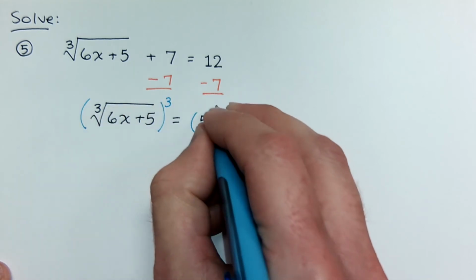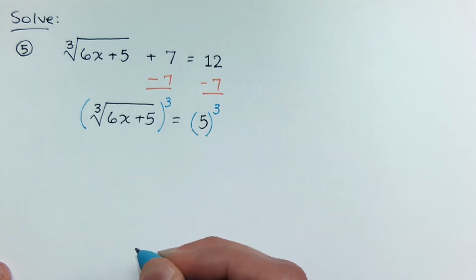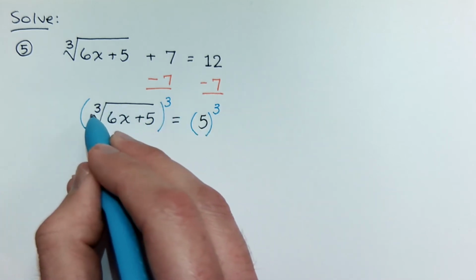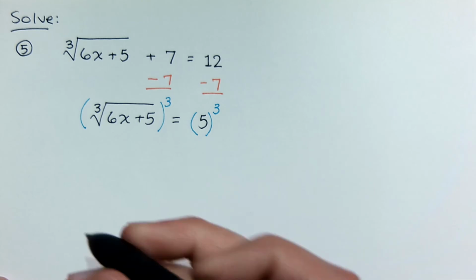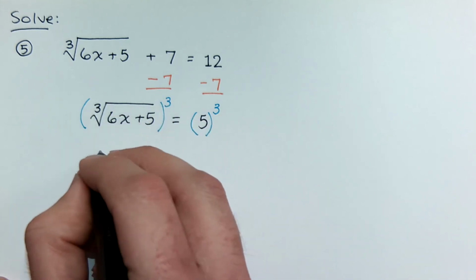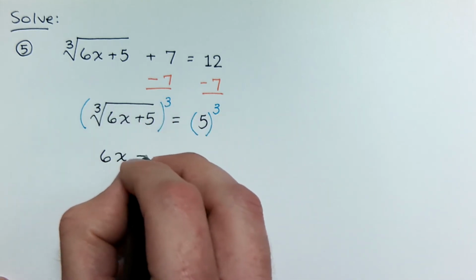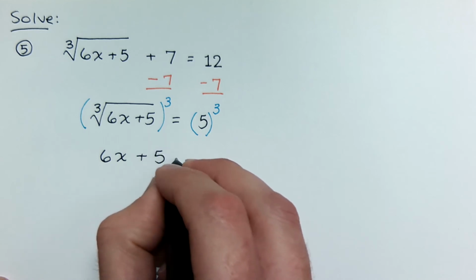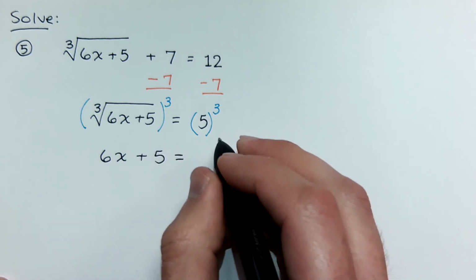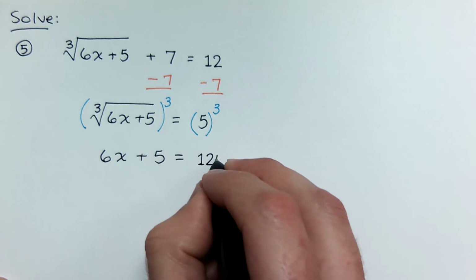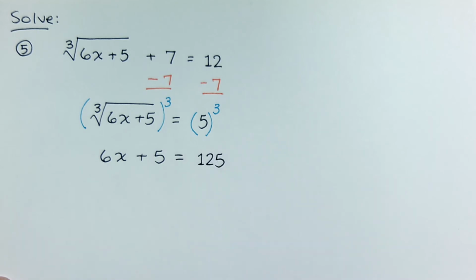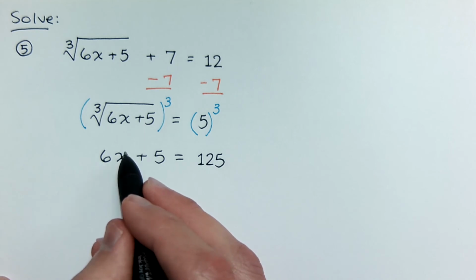I'm not going to square both sides because that's not going to do me any good. The power needs to match the index. So when I cube the cube root, I get the radicand, which is 6x plus 5. On the right side, I'm cubing 5, and I get 125. Now that the radical's gone, this is a linear equation. This is just x to the first power.